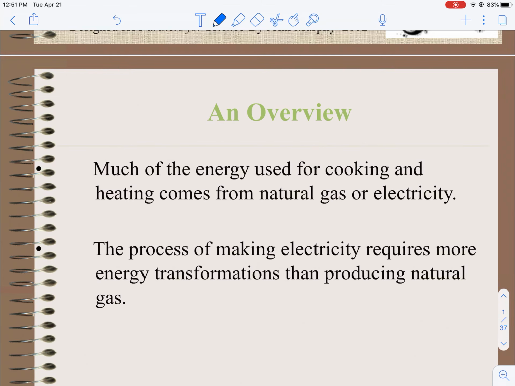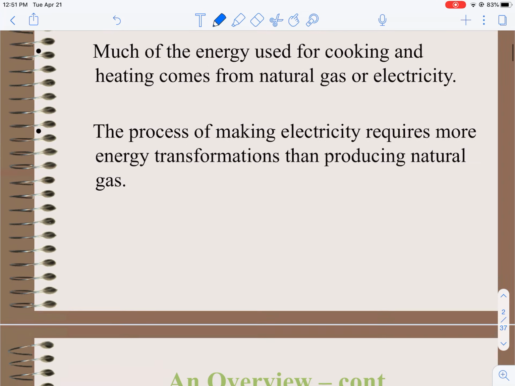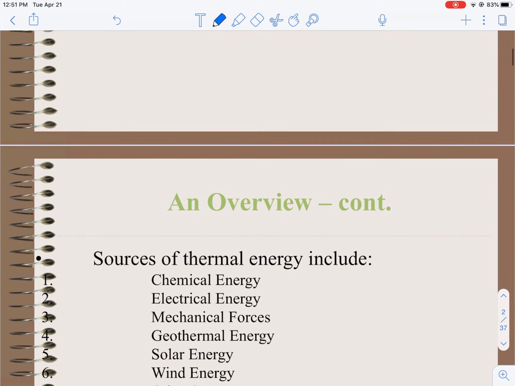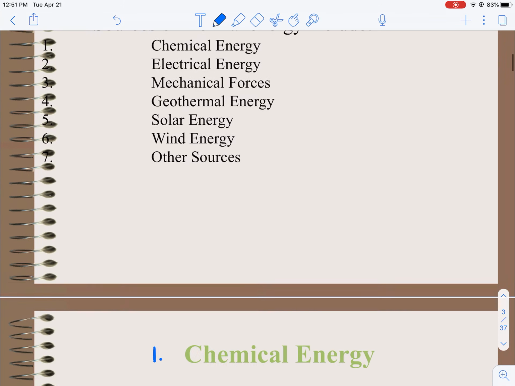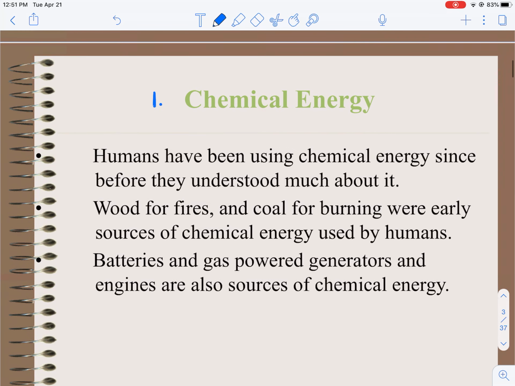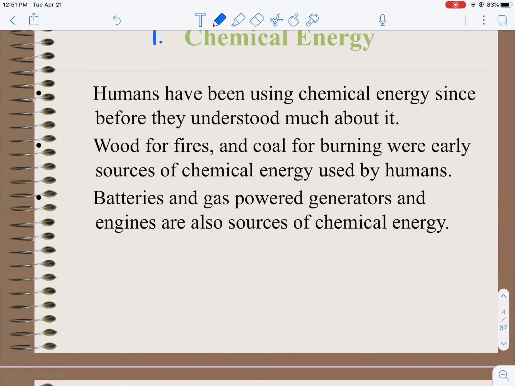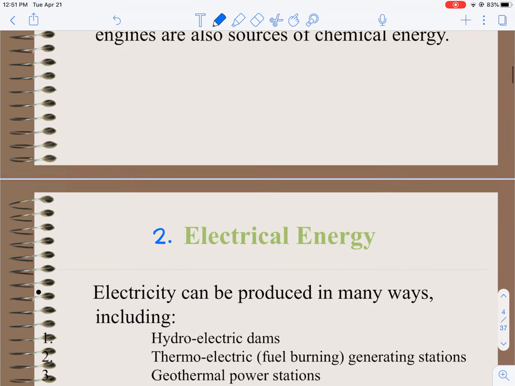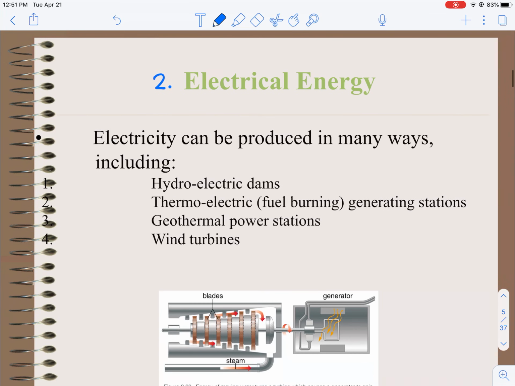This is a look at sources of thermal energy or heat and how we have different ways that electricity can be made. The first one that's profiled is chemical energy, which is when coal or wood is burned to use for a heat source. And we also have batteries that are a source of chemical energy, and in the human body, food is considered chemical energy.